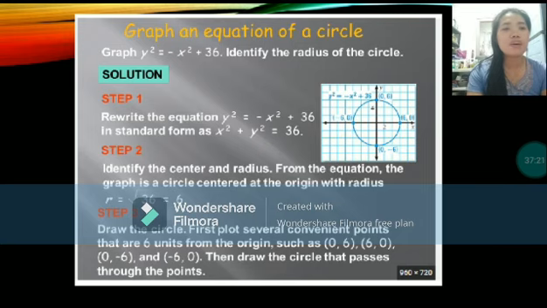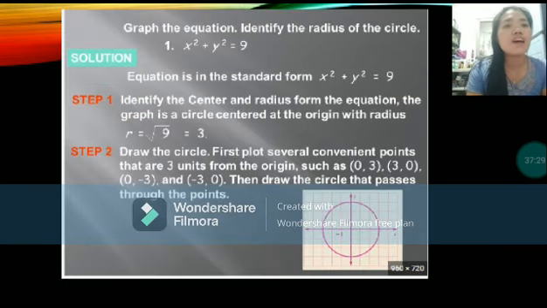This is the simplest example of how you're going to graph a circle given the standard equation. Another one: graph the equation and identify the radius of the circle. You have x squared plus y squared is equal to 9. Very simple. This is a standard equation. So the equation is in the standard form, x squared plus y squared is equal to 9.